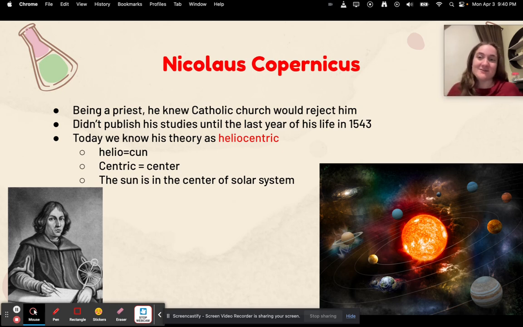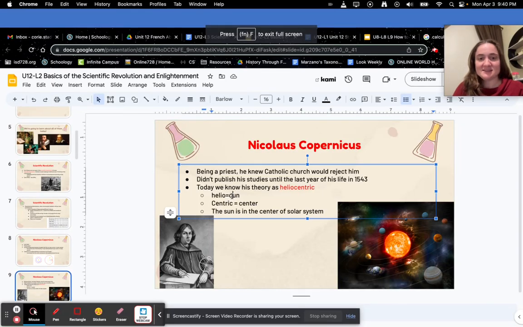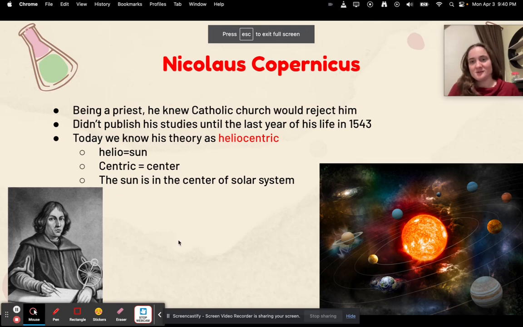Today we know his theory as heliocentric. So helio means sun, and centric means center. So the sun is the center of the solar system.